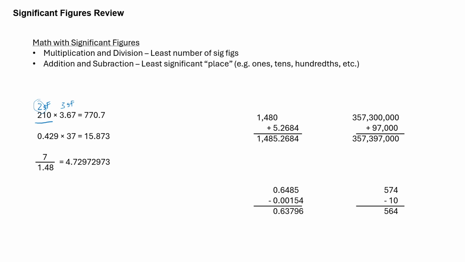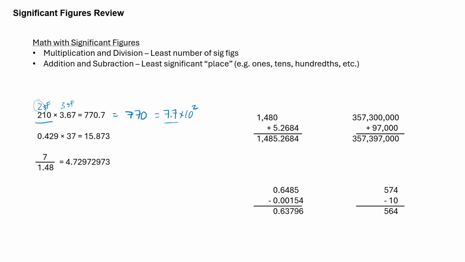So 770.7, if I write that with only 2 sig figs, then that would be 770. Or I could write that as 7.7 times 10 to the 2. In scientific notation, I'm always going to only show sig figs.